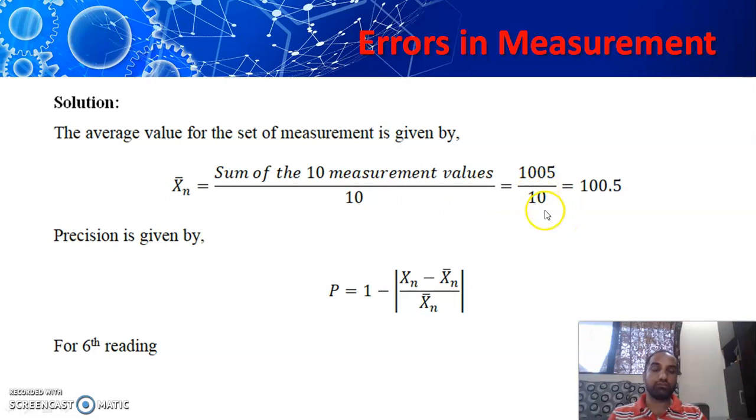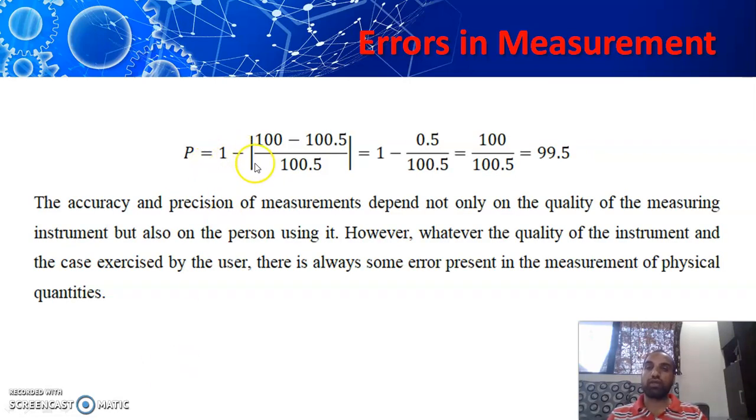So it becomes 100.5. And the formula for precision is P equals 1 minus mod of (xn minus xn bar) upon xn bar. So for the sixth reading, the precision P is equal to 1 minus mod, inside that mod, 100 minus 100.5, divided by 100.5. Due to this mod, we have to take only the magnitude, so 0.5 divided by 100.5, and this value is 1 minus this ratio. So it becomes 100 divided by 100.5. It is 99.5. So 99.5 is the precision for that measurement.